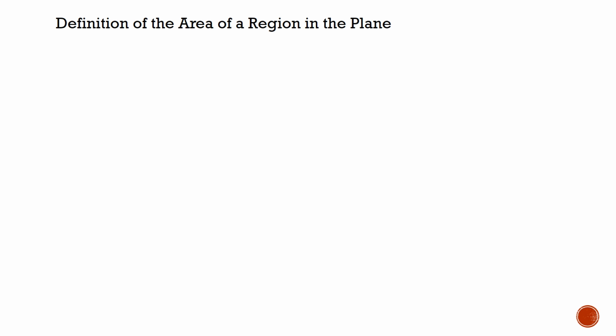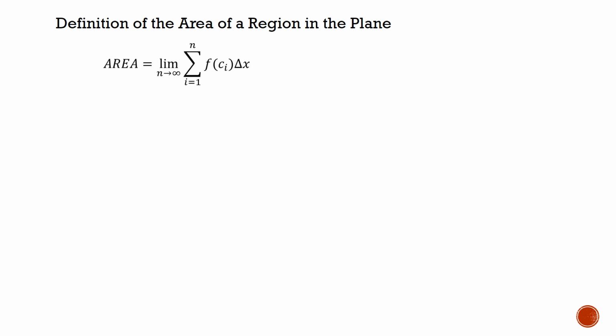Okay, so we're going to take a look at the definition of the area of a region in the plane. Now, here's where my students start to get a little bit confused, because we start changing variables on them and they don't understand why we used m and now we're using a different variable. You just need to be patient. It's all going to make sense as we get through this.